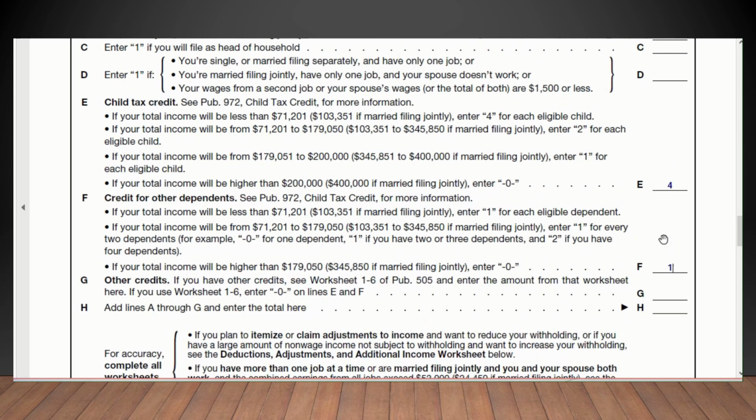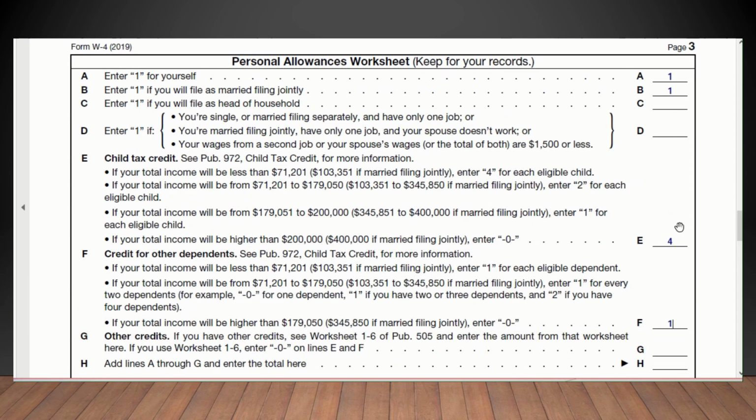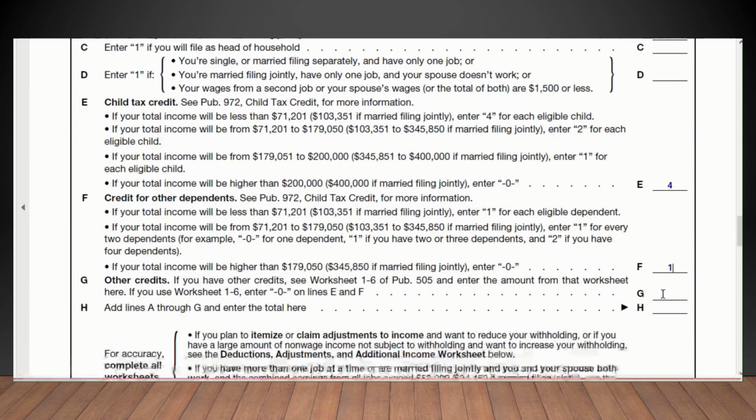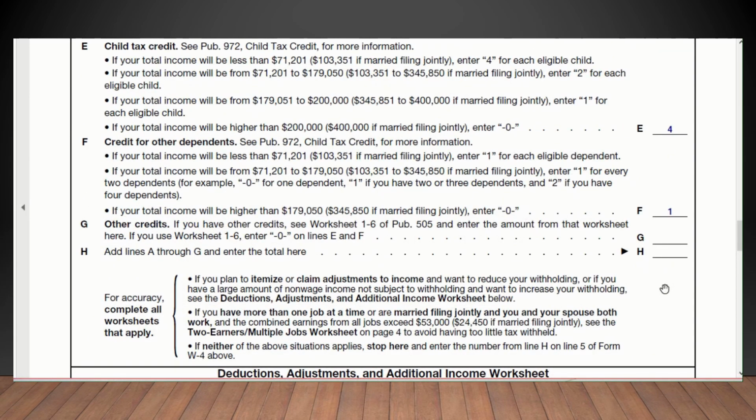Then the next thing we do is add up all the amounts. So we have 1, 2, 6, 7. So we enter the total of lines A through G on H. Oh, by the way, I skipped line G, other credits, because for most people, those are not significant credits. You could have an education credit or things like that, which you could claim.